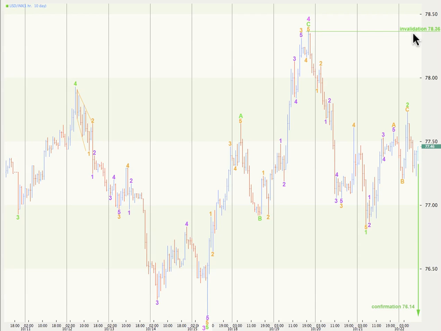The invalidation point of this wave count is 78.36. If the second wave at green degree extends any further upwards, this wave count will be invalidated with movement above 78.36, as wave 2 cannot move beyond the start of wave 1.